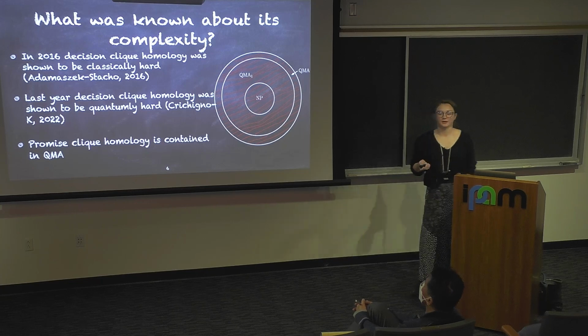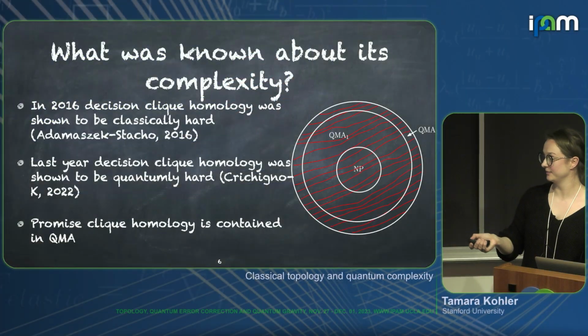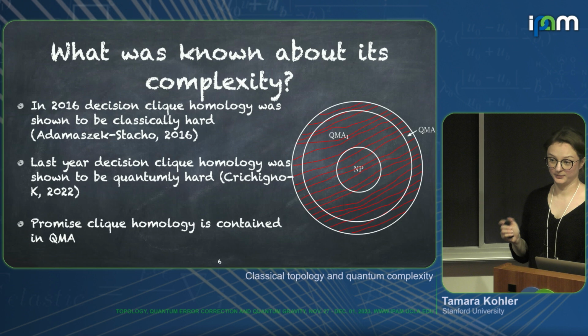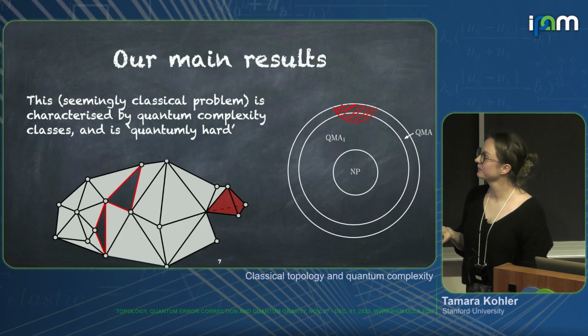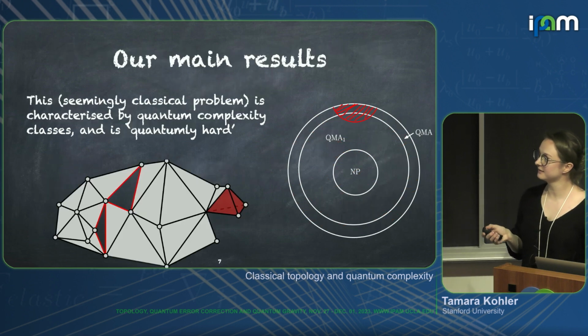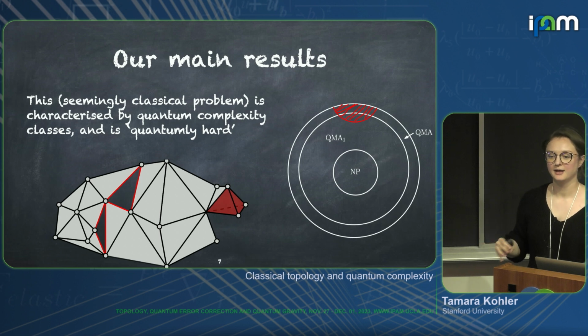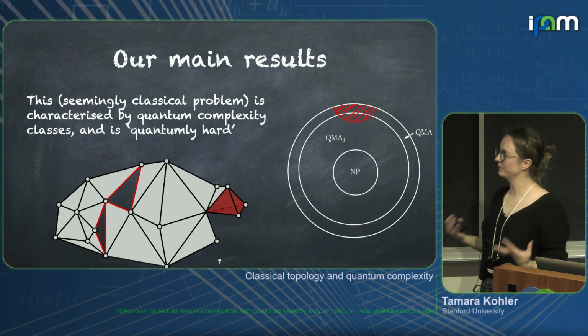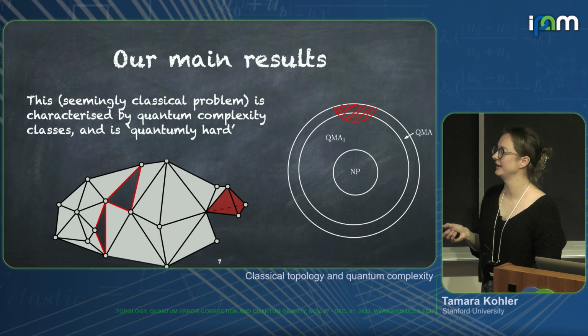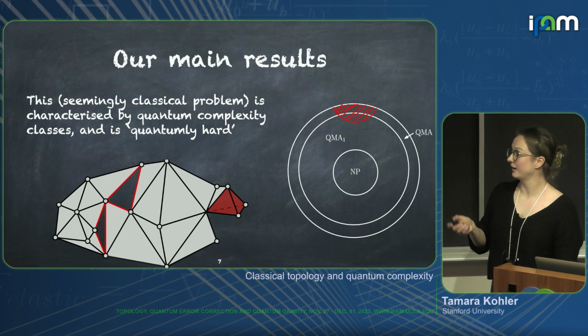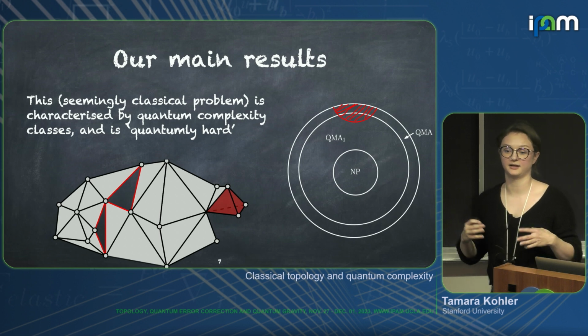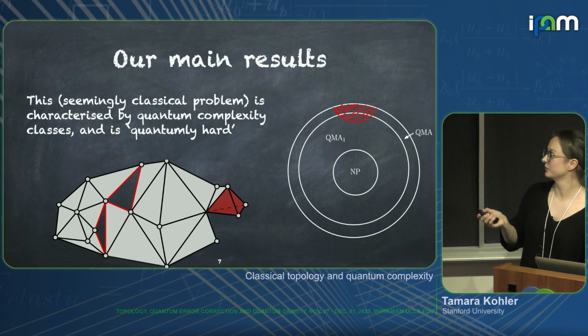Okay, so what do we do in this work? In this work, we tackle the complexity of the promise problem, and we pin that down more precisely. What we show is that this seemingly completely classical problem, which can be described and input without any reference to quantum mechanics, is quantumly hard and inside a quantum complexity class. So we show it's QMA1 hard and inside QMA.